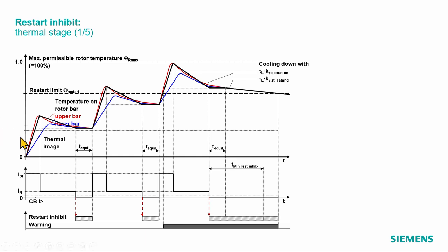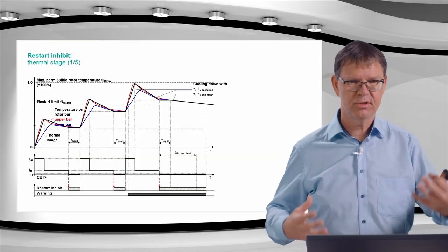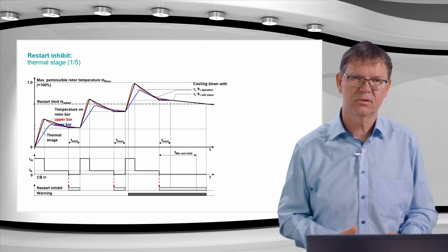This is now, let's say, again, our classical 3 starts from cold. And here we see different curves, the red one and the blue one. The red one has a higher temperature, and this is the temperature on the upper bar side, and the blue one is on the lower bar side of the rotor. So if you think about the cage here, indicating that we don't have just one temperature, it's a temperature distribution somehow in this rotor.